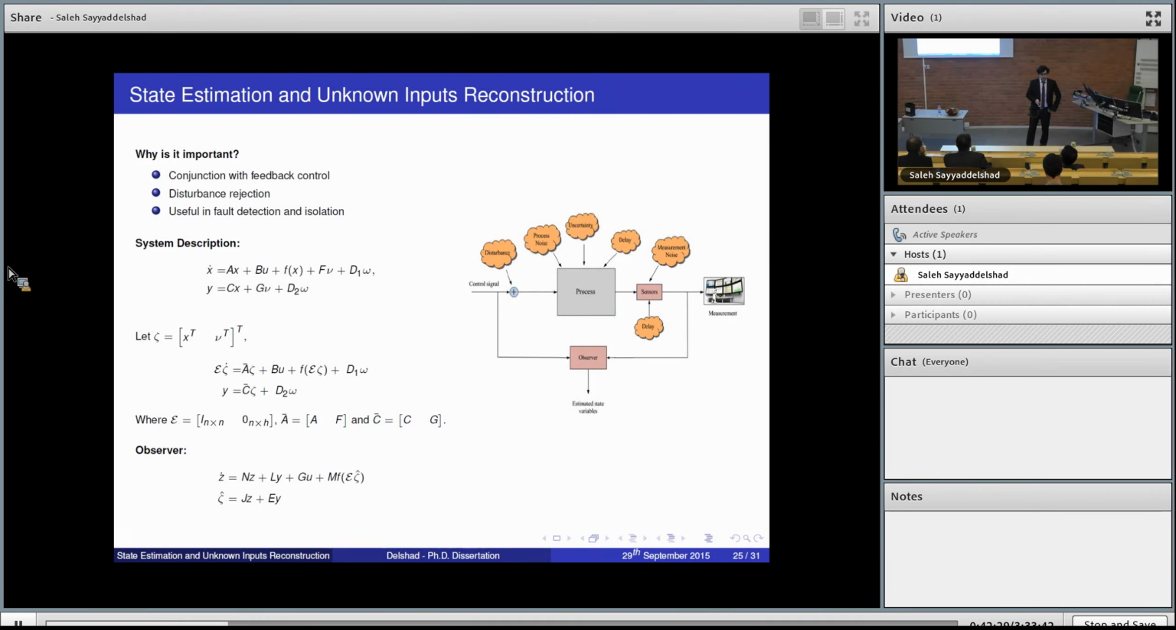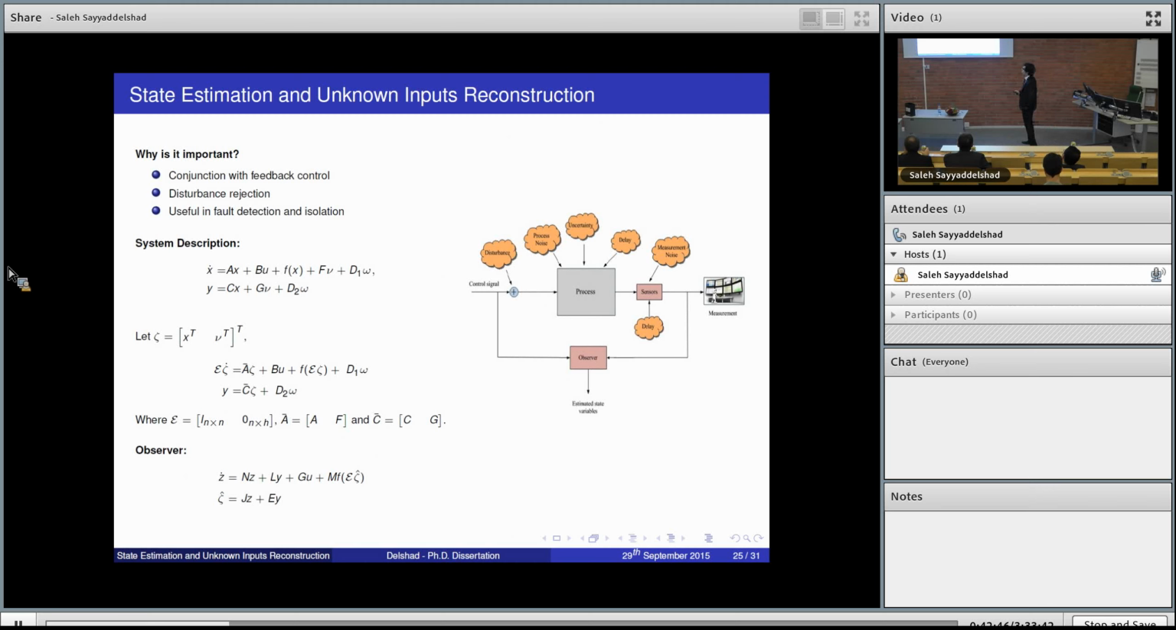But now the question, can we do that? Yes and no. Yes, because we can do it, but under some conditions and constraints. So think about this state space realization. It's the general case.